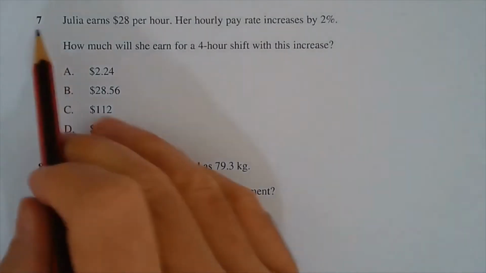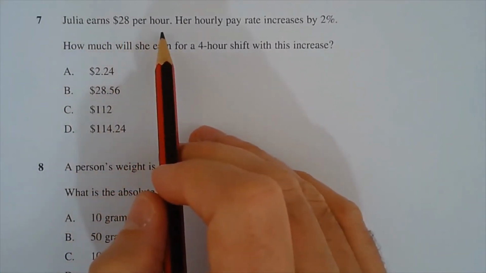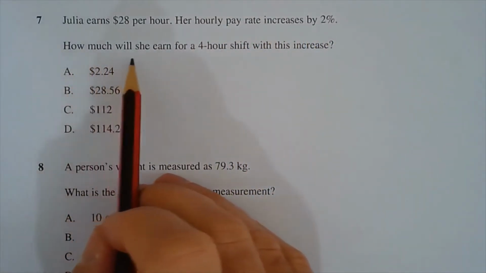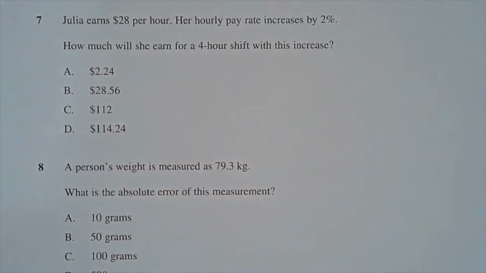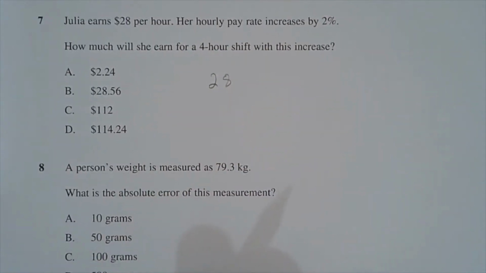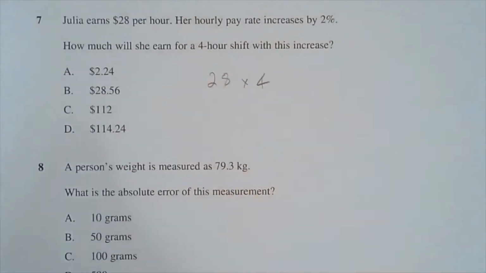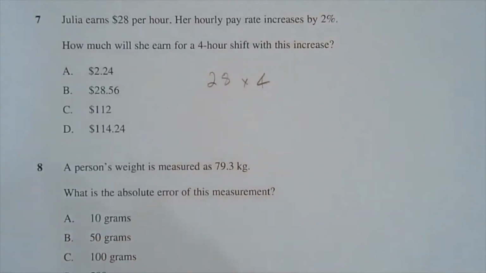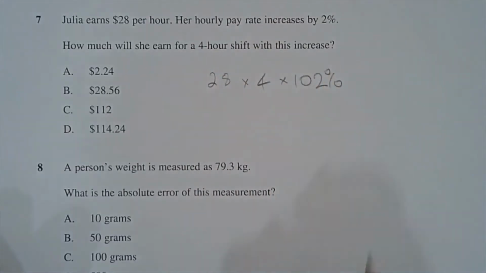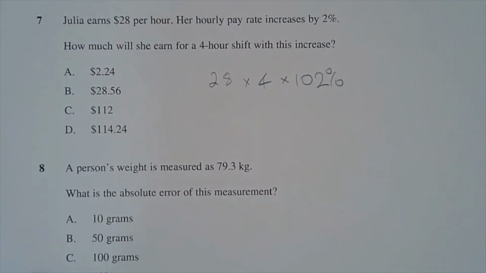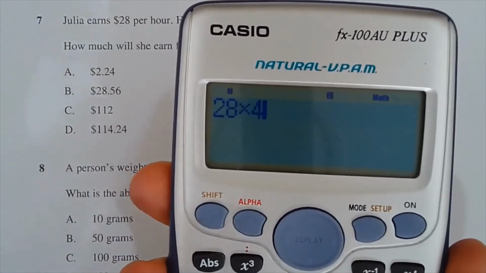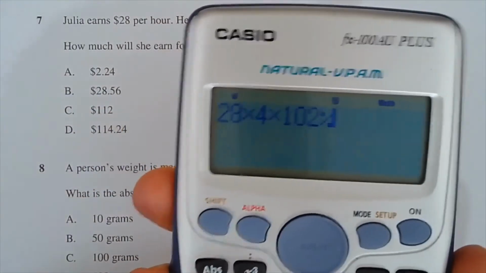Question 7. Julia earns $28 per hour. Her hourly pay rate increases by 2%. How much will she earn for a 4-hour shift with this increase? So let's see how much she earns currently. $28 per hour. She works for 4 hours, but her pay is going to increase by 2%. And the way we implement an increase in mathematics is to multiply by 102%. Okay. So $28 an hour times 4 hours times 102%.